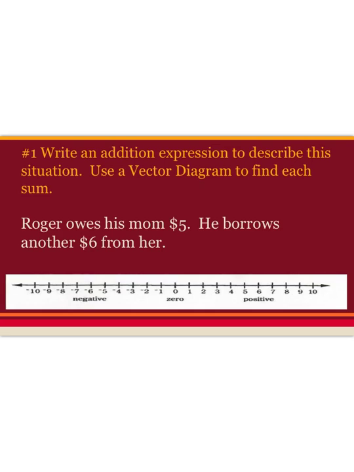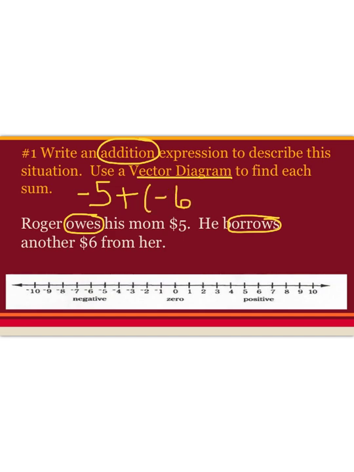We're going to write an addition expression to describe the situation, and then we're going to use a vector diagram to find our answer. So it says Roger owes his mom $5. When you owe somebody, it is implied that you have a negative number. And this is an addition problem. He's going to borrow another $6. So I'm going to add a negative 6 to that.